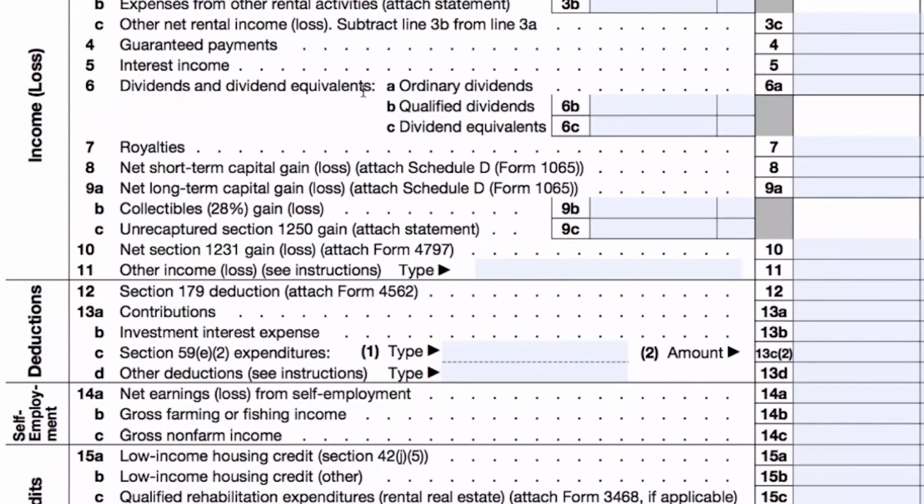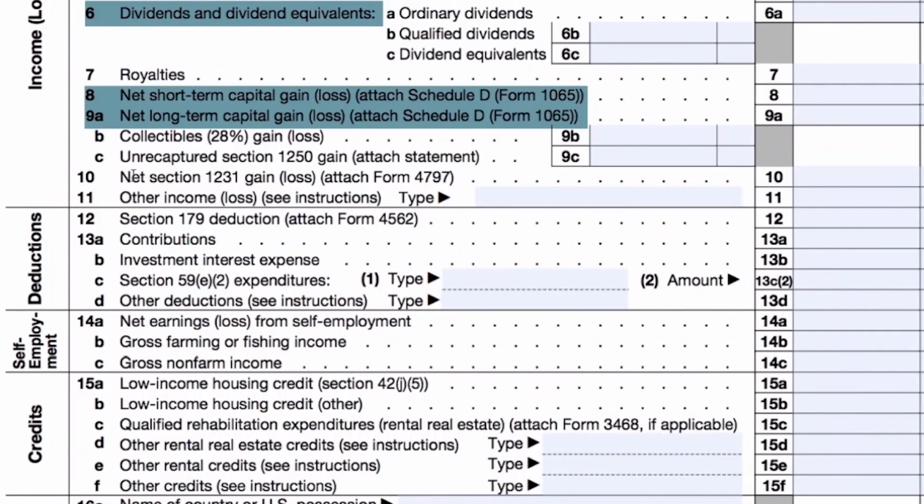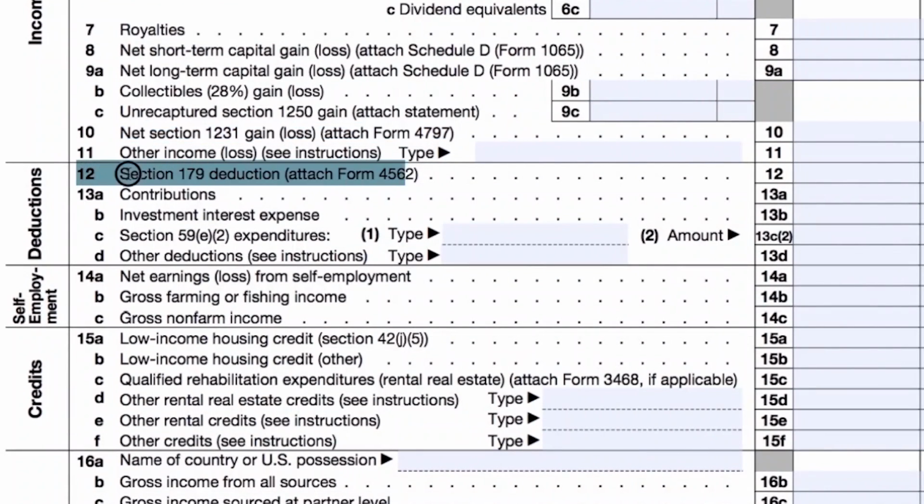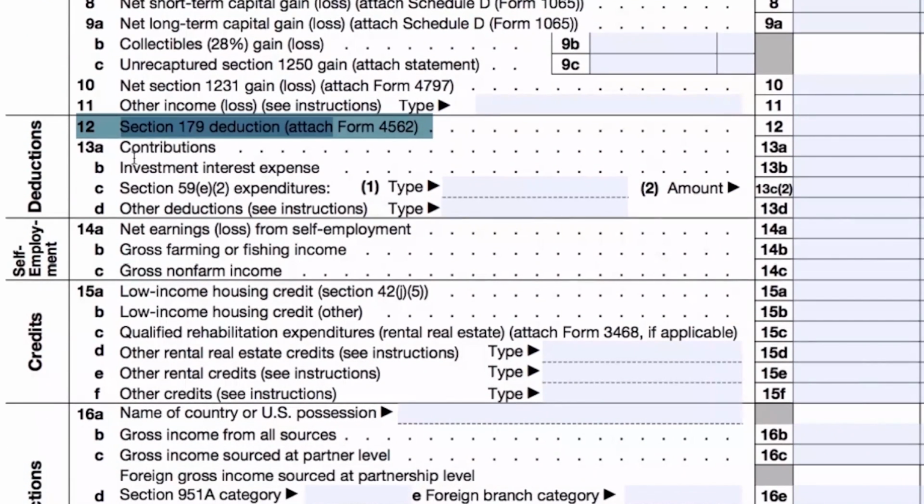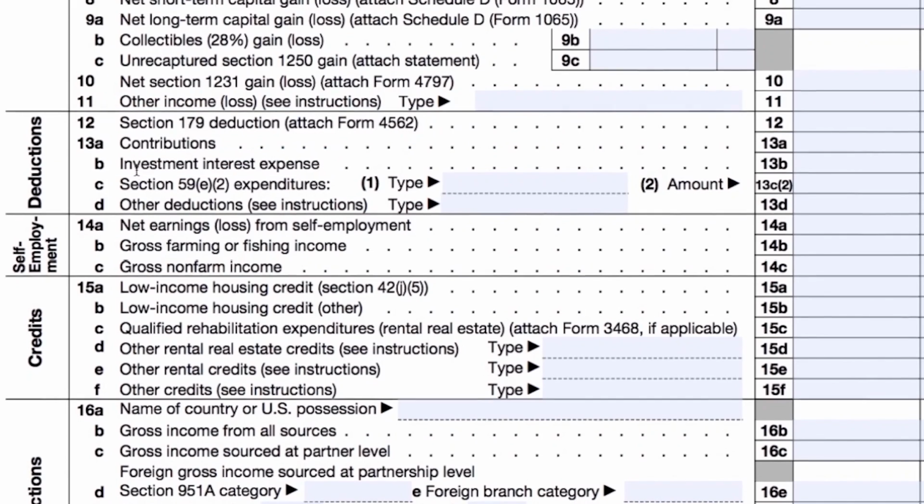Then we have what are called separately stated items. We can see there's interest income, dividends, capital gains, sale of business assets, that's Section 1231 property. Section 179 deduction is a special type of depreciation. Contributions means charitable contributions. So the business doesn't take it. Instead, it goes to your own personal return to see if that partner will qualify for those charitable contributions or not. Investment interest expense, that was a Schedule A deduction.